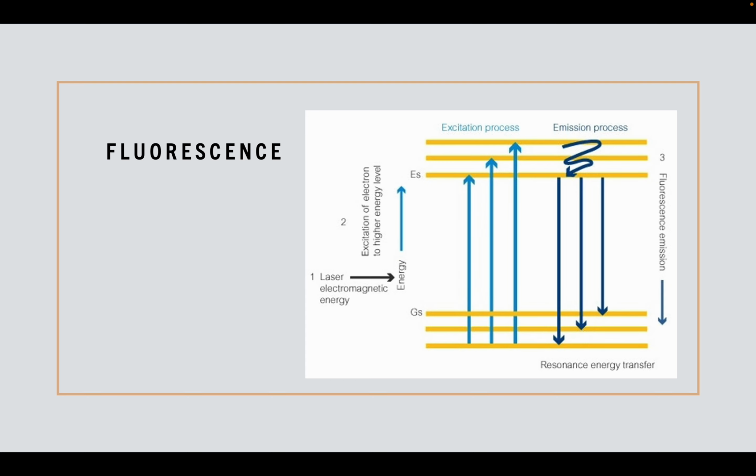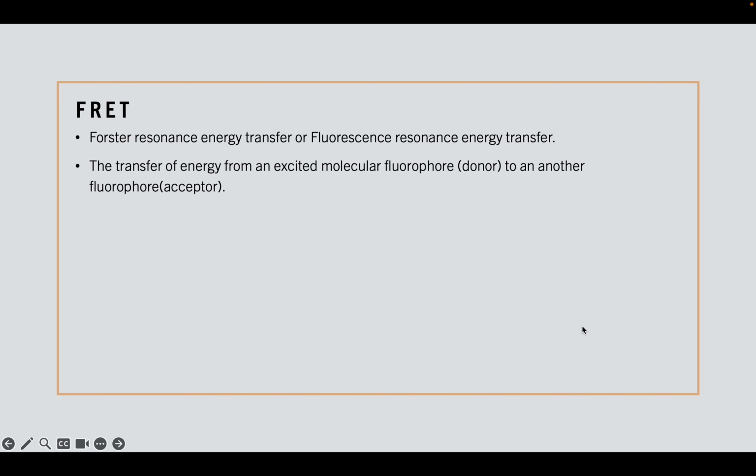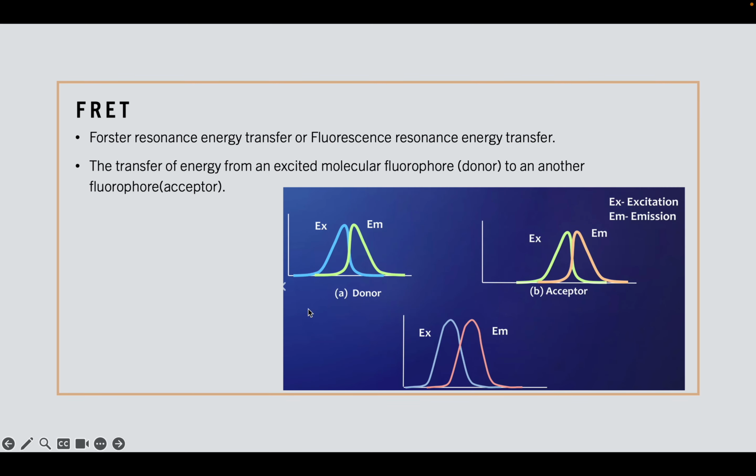So now we know how fluorescence works, and we can see the excitation energy which is required to move from the ground state to the excited state, and the emission energy which is released to come back to the ground state. So what is FRET? How can fluorescence be used by this technique? FRET is also called Förster resonance energy transfer or fluorescence energy transfer. As the name suggests, it means the transfer of energy from one state to another. So what happens is a transfer of energy from an excited molecule which we call the donor.